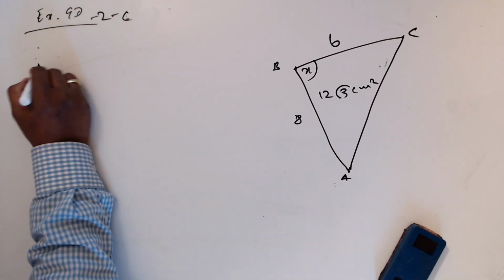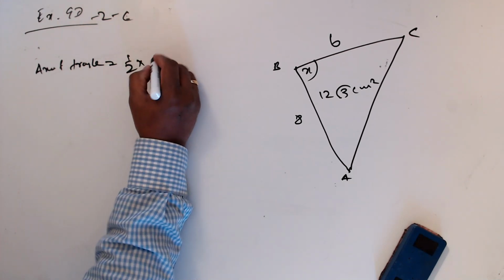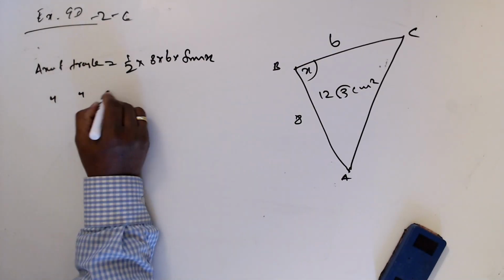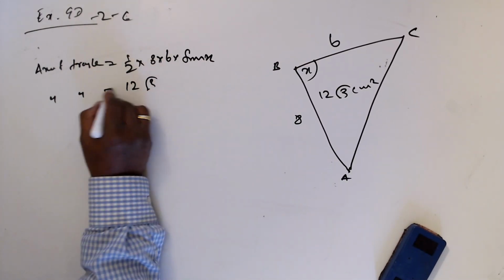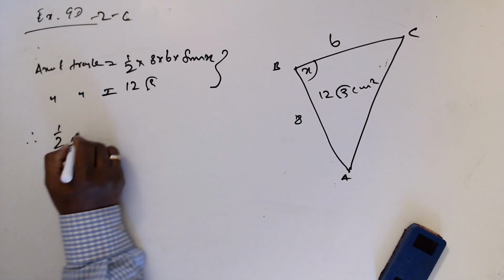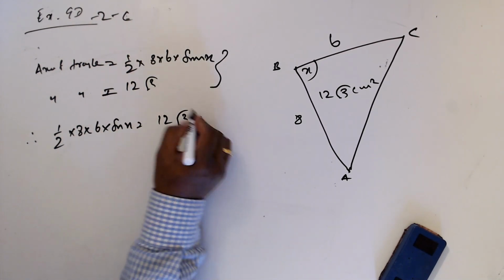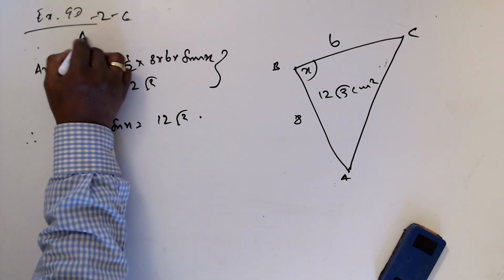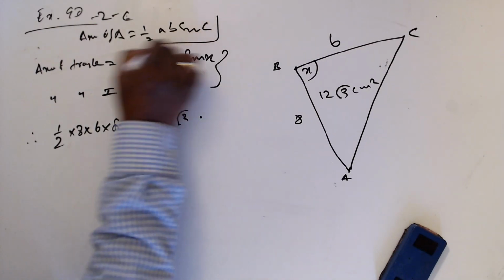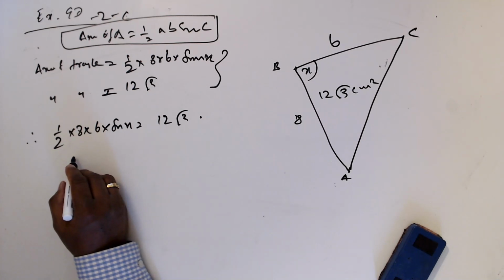Part C: area of triangle is half a times 8 times 6 times sine x. The area of the triangle is 12 square root 3. Hence half a times 8 times 6 times sine x equals 12 square root 3. So the theory, area of triangle is half a b sine C, is what you are using, and then you can simplify this.